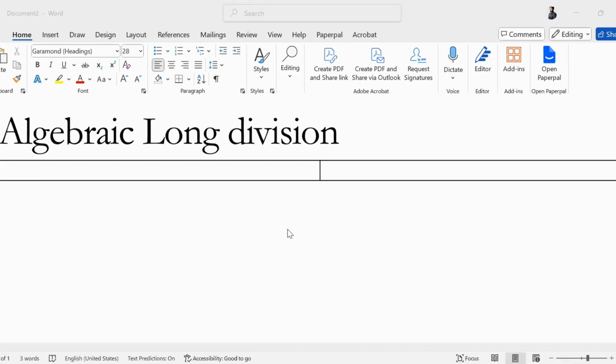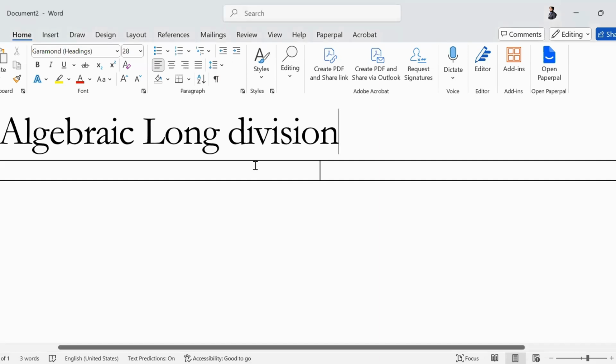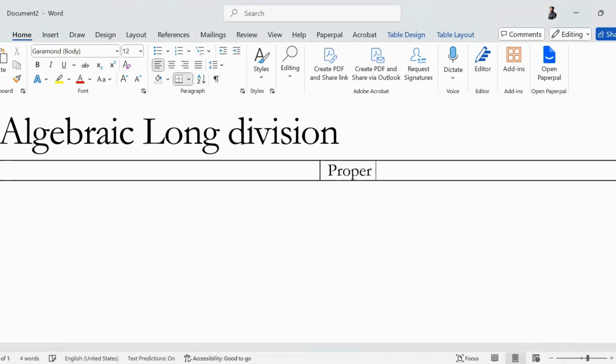Okay, so today we'll be doing algebraic long division. It's very closely related to the numeric division that we already do. सबसे पहले let's start with proper fractions and improper fractions. When I talk about the numeric division, what is a proper fraction for you?